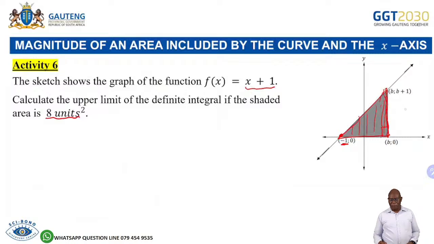which is b plus 1. I need the length of this one. If I don't have the length of that and the length of that, I'll have a problem, because the area has already been given. This is the y value, and in this case they said calculate the upper limit of the definite integral in the shaded area. So I must make a plan. My plan will be first to write down the integral.